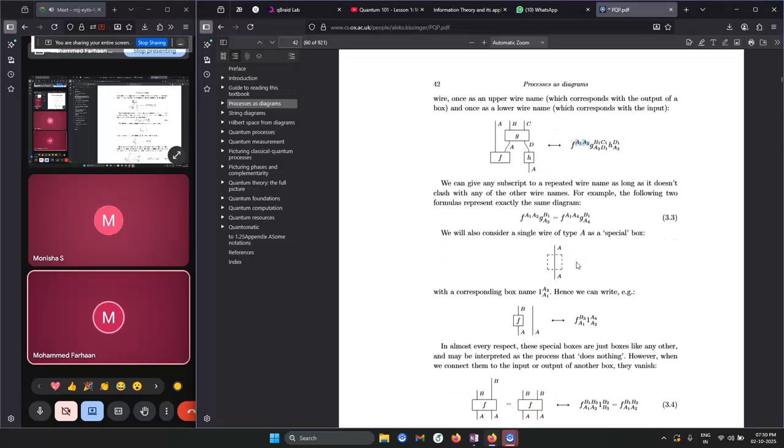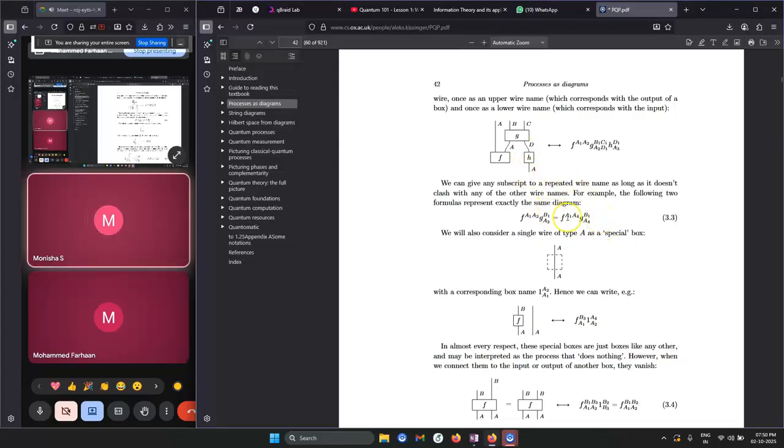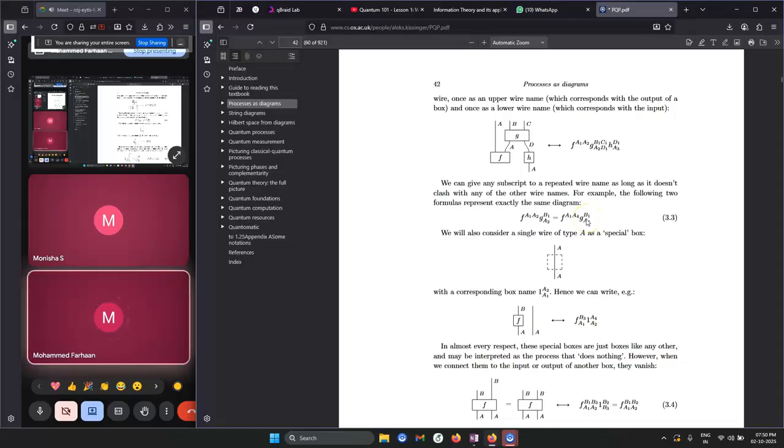Okay, cool. I'll go ahead and read the next part. We can give any subscript to a repeated wire name as long as it doesn't clash with any of the other wire names. For example, the following two formulas represent exactly the same diagram. See, over here he's renamed A2 with A4 and he's kept everything else the same. Even B, I guess. B1, it's still B1, yeah.